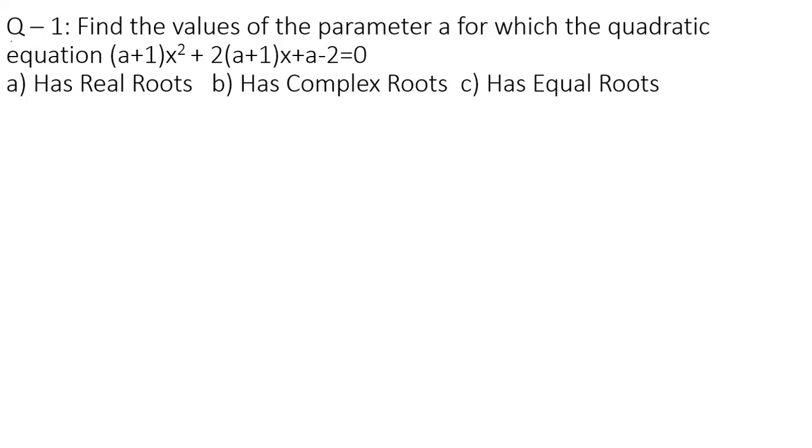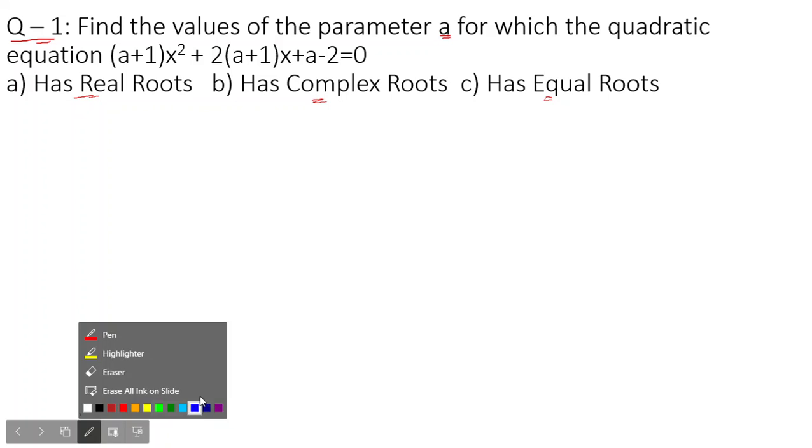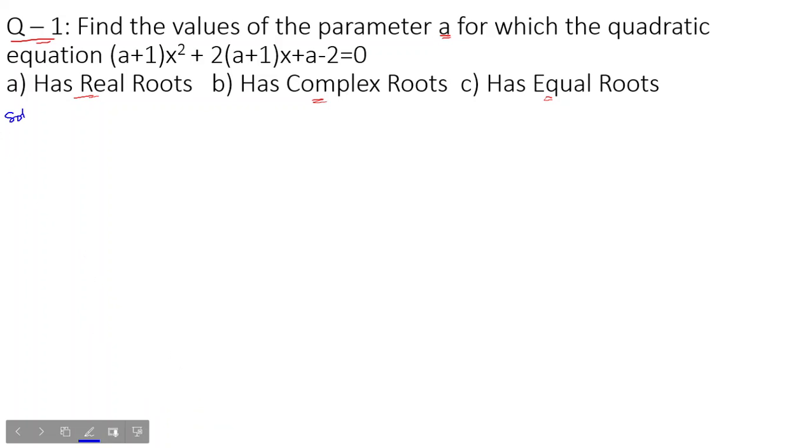So this is our first question and the first question says find the values of the parameter a for which the given quadratic equation has real roots, complex roots and equal roots. So how do we solve this question? Let us first write the given quadratic equation. (a plus 1) x square plus 2(a plus 1) x plus a minus 2 is equal to 0.